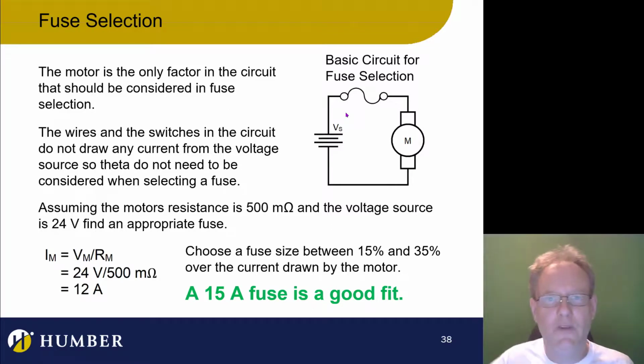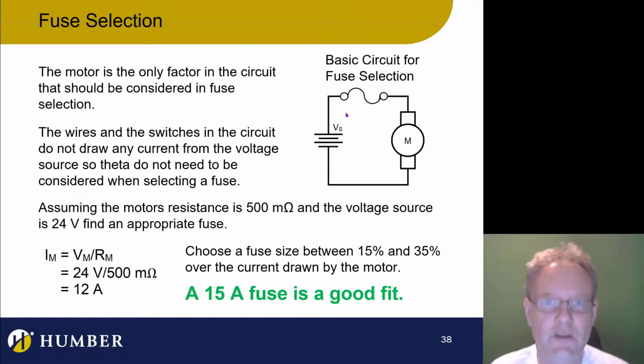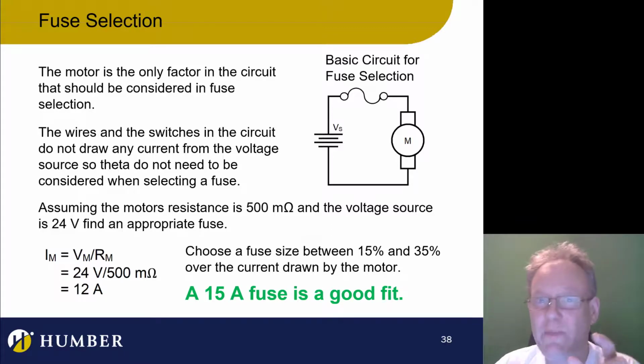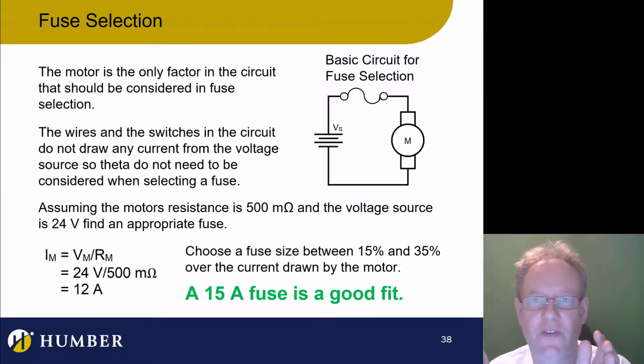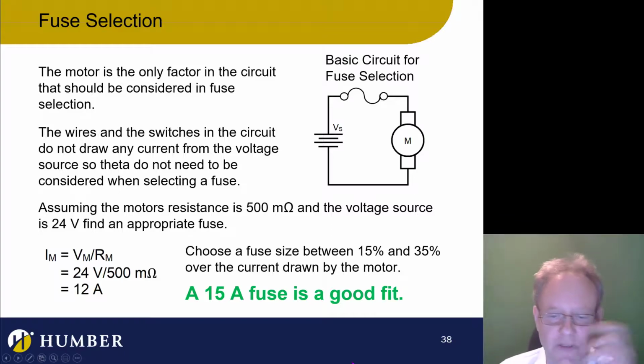Again, the power of the motor is not what you read on the label. The power of the motor has to do with the load. If I know my motor is going to run on 12 amps, I don't want a 12 amp fuse. If I do, it's just going to blow. I want to select a fuse that's between 15% and 35% over, not over 35 and not below 15% over.